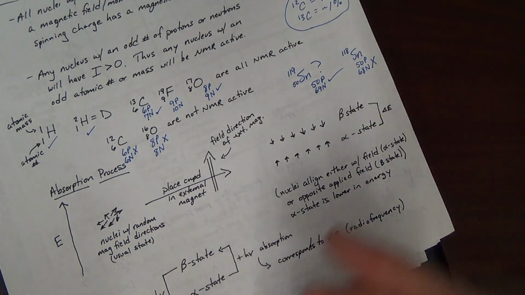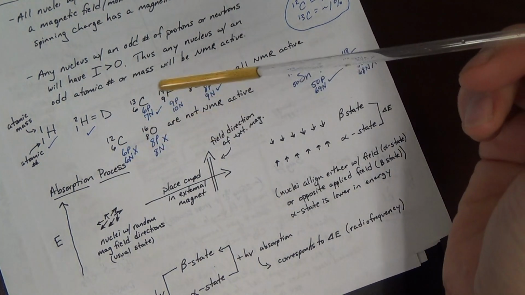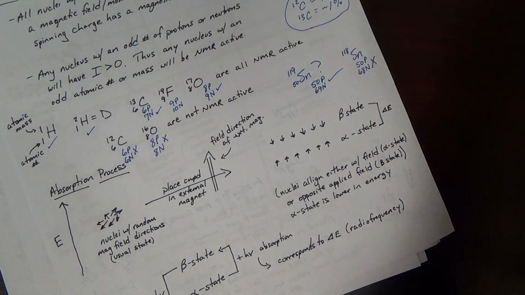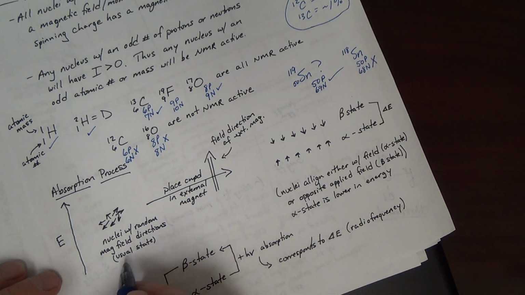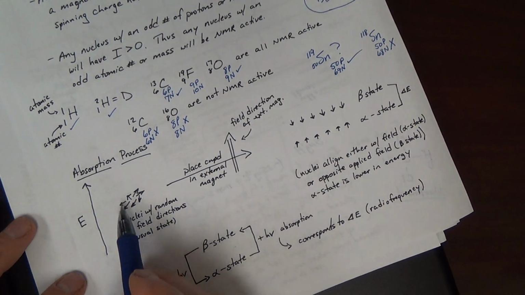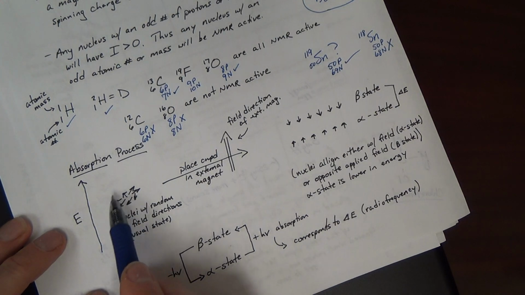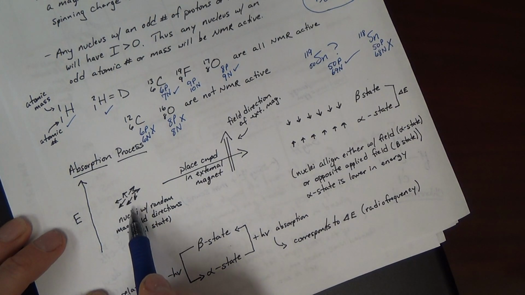It turns out that in an everyday state, like in the tube right here, the magnetic field directions of these protons are all random directions. They're not oriented in any direction. The orientation is all random.